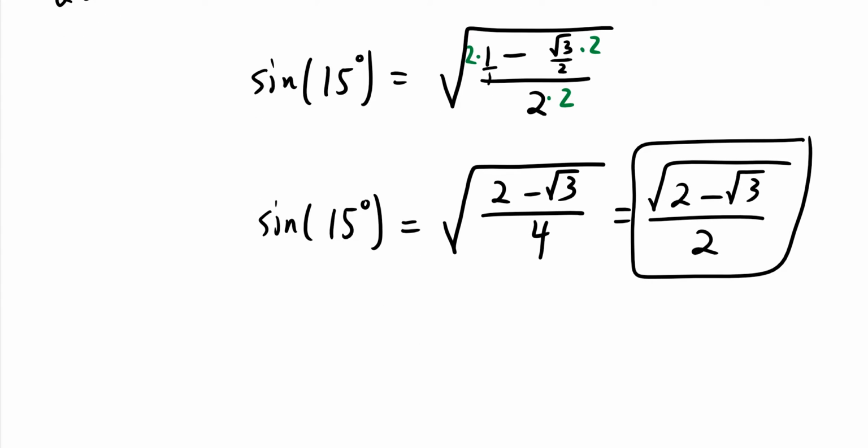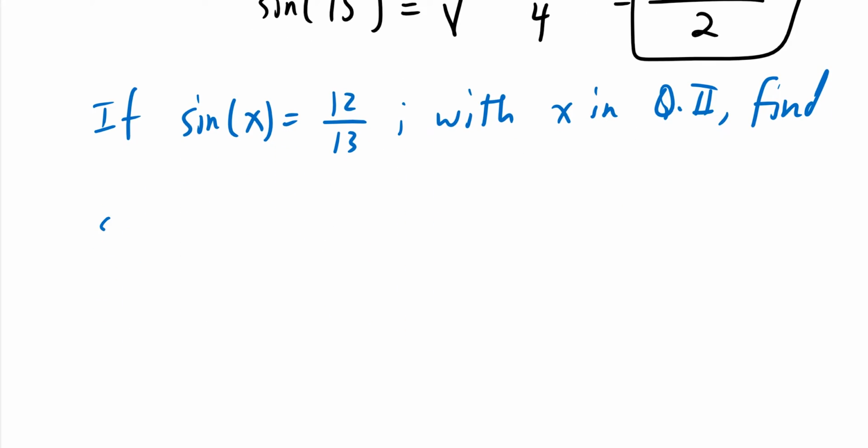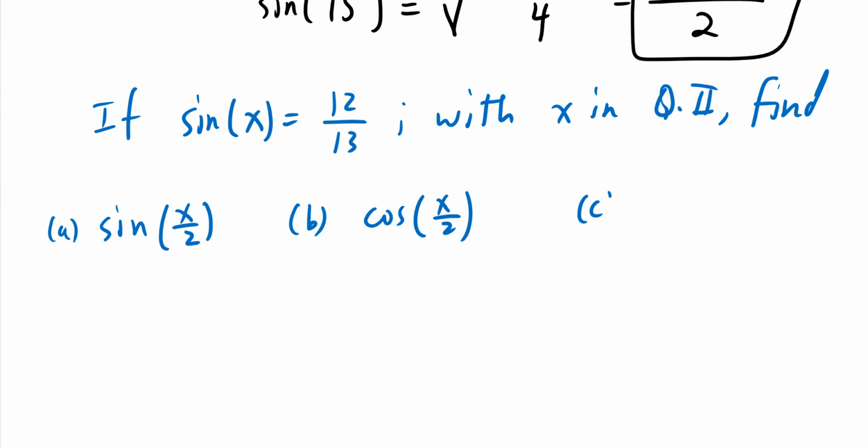Now, what about a different application? Let's say sine x equals 12 over 13 with x in quadrant 2. We need to find sine x over 2 as part A, part B, cosine x over 2, and C, tangent x over 2. So, how do we do so?